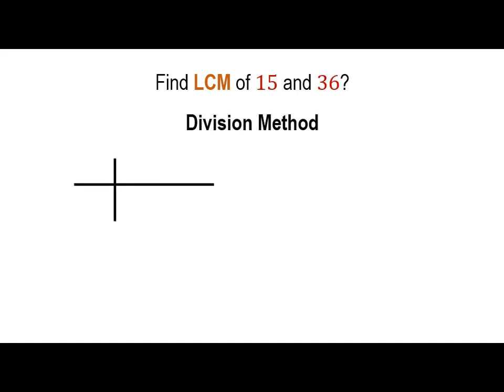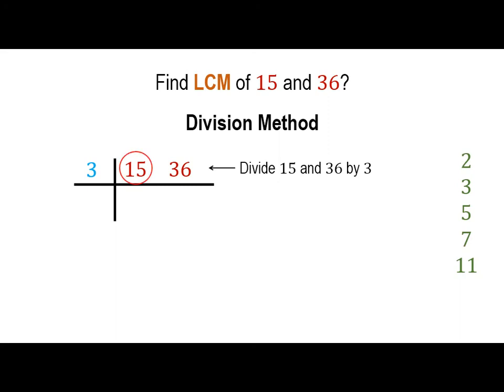Division method, writing the two numbers 15 and 36 here. Now we will divide them by the prime numbers 2, 3, 5, 7, 11, whichever is suitable. Starting with the smallest prime number 2, we cannot select 2 because 15 cannot be divided by it. Moving to 3, yes, we can use 3 because it can divide both the numbers 15 and 36. When we divide 15 by 3, the quotient is 5, and when we divide 36, the quotient is 12, right?